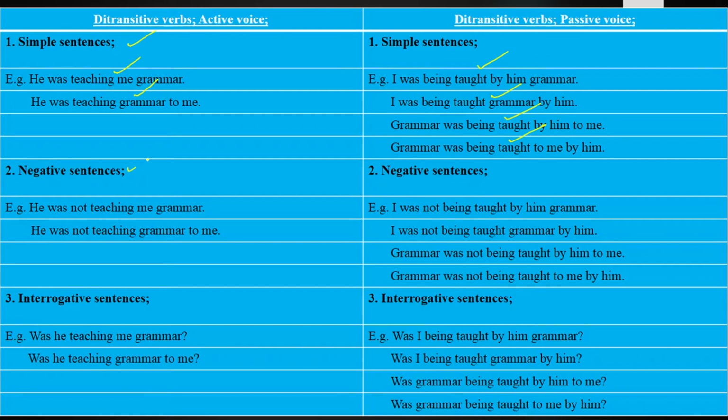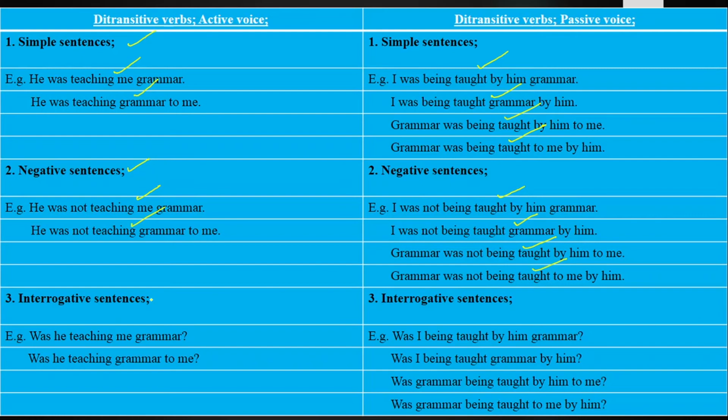Negative sentences in which we deny the statement. He was not teaching me grammar, he was not teaching grammar to me. I was not being taught by him grammar, I was not being taught grammar by him. Grammar was not being taught by him to me, grammar was not being taught to me by him.